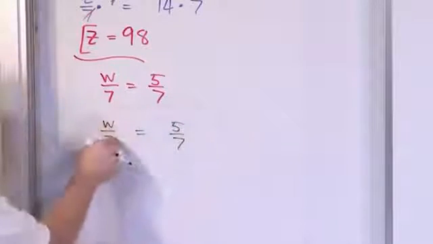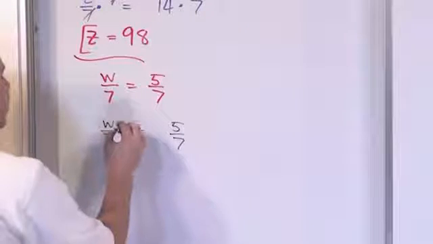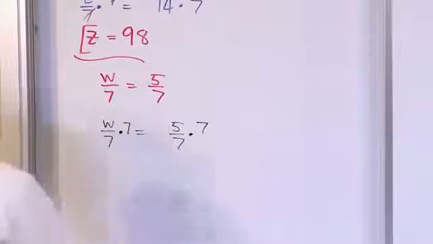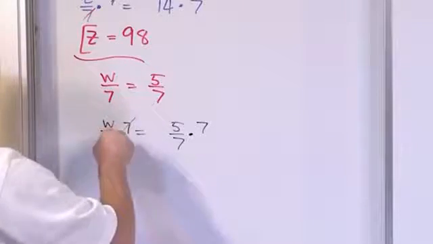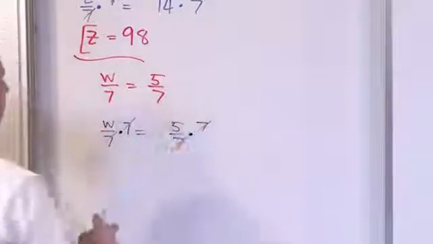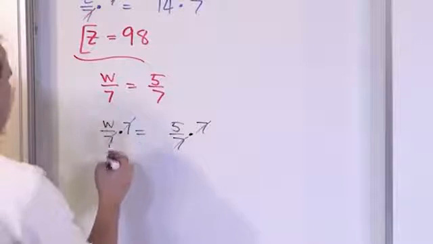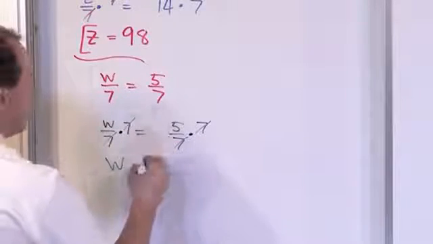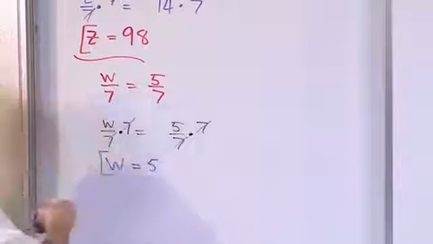How do we get rid of the 7? It's on the bottom. It's divided, so we have to multiply on the left and on the right. And when we do that, we're going to cancel top and bottom, and they disappear. So on the left, all you're going to have is W. On the right, all you're going to have is 5. And this is the answer.